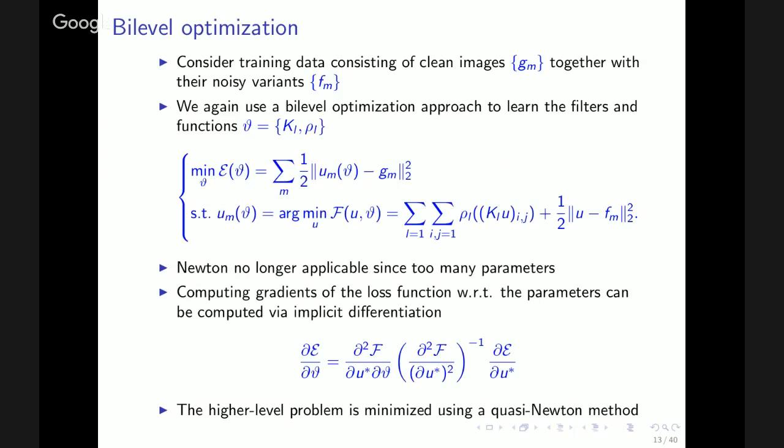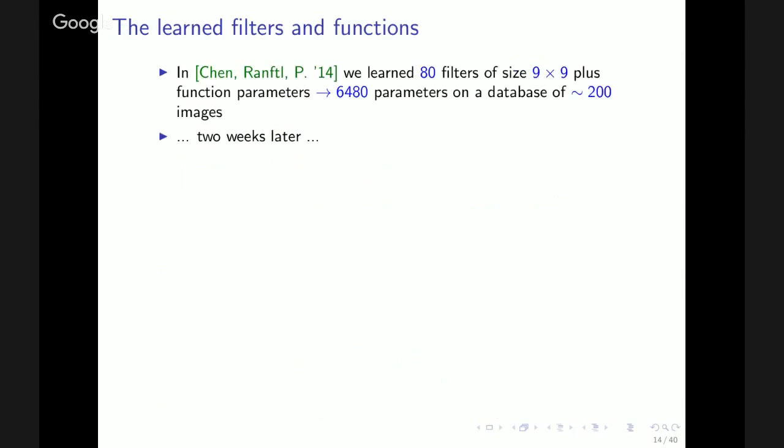With this formula, you can compute the gradients of the loss function with respect to the parameters, and then you can use an off-the-shelf optimizer. Here we use the LBFGS quasi-Newton method, for example. It just takes the gradient and the function value of the loss function as input, and this works quite well.